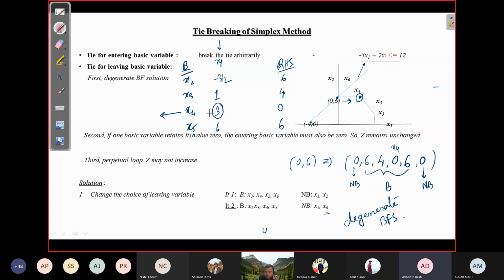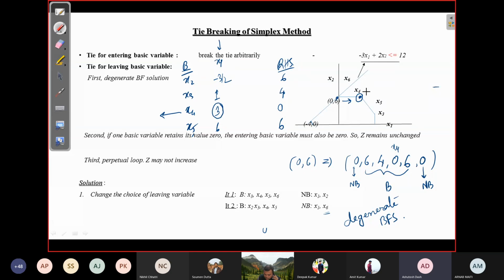Sir, but because x4's RHS was already 0, the RHS will not change for any of the variables that stay there. So when x1 enters, it will replace x4, and you do this Gaussian elimination to make this column 0, 0, 1, 0, right? What will be the value of x1 here in the right hand side? Zero. Resulting value 0, right?